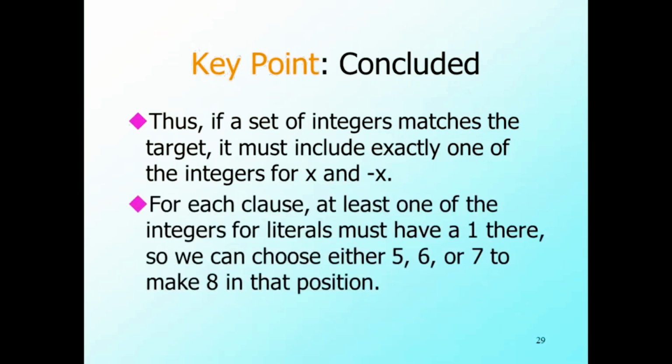Now let's look at the low order positions for the clauses. The target has 8 in that position. We can't have 2 or 3 of the integers that have 5, 6, or 7 in that position. The sum would be too great. The only way we're going to have integers that sum to 8 in position for a clause is if between 1 and 3 of the integers corresponding to the literals of that clause are chosen, and we can use one of the integers 5, 6, or 7 to make up the difference and reach exactly 8.